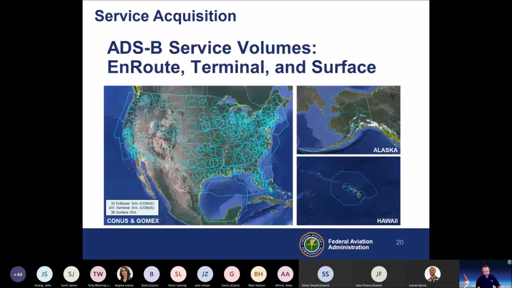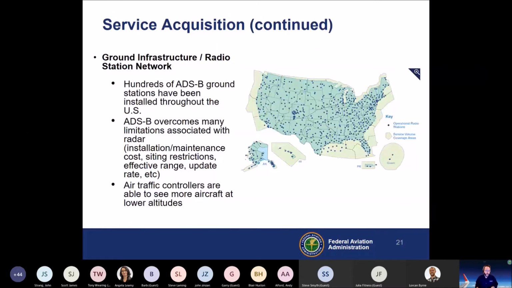So I mentioned service volumes before. We have ADS-B service volumes as indicated by those cyan circles and polygons. Basically, wherever we have radar coverage, we also have ADS-B. And in some other areas where we don't have radar coverage, we also have ADS-B. So it's kind of radar areas plus. And we do that through this network of many ground stations. There are 634 ground stations and a total of 318 service volumes.